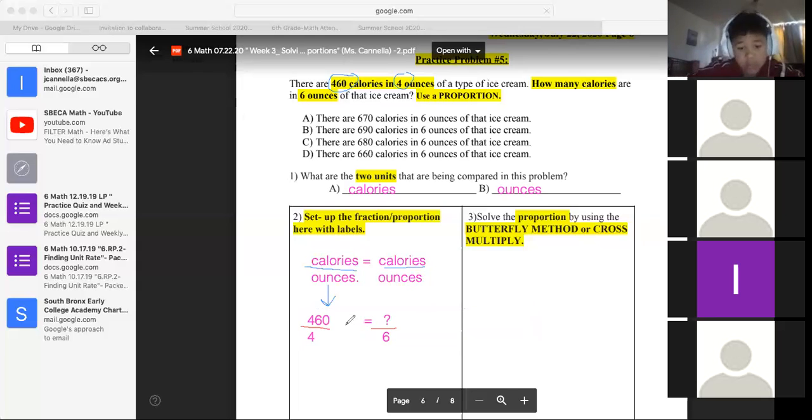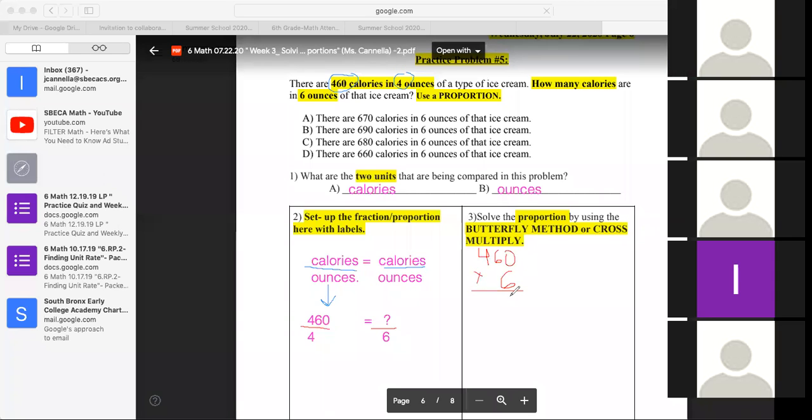I'm going to multiply 460 times 6. It says butterfly method, so I'm going to write 460 times 6. Okay. I know that 0 times 6 is how much, Leilani? 0. Good. 6 times 6? 36. Good girl. Help me out. 6 times 4? 24, plus 3 is 27. So 2,760. I now got to divide that number by 4.